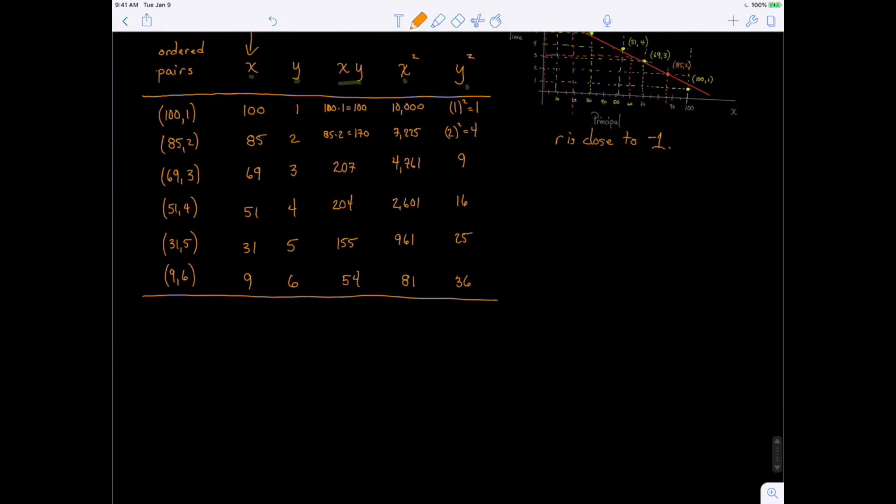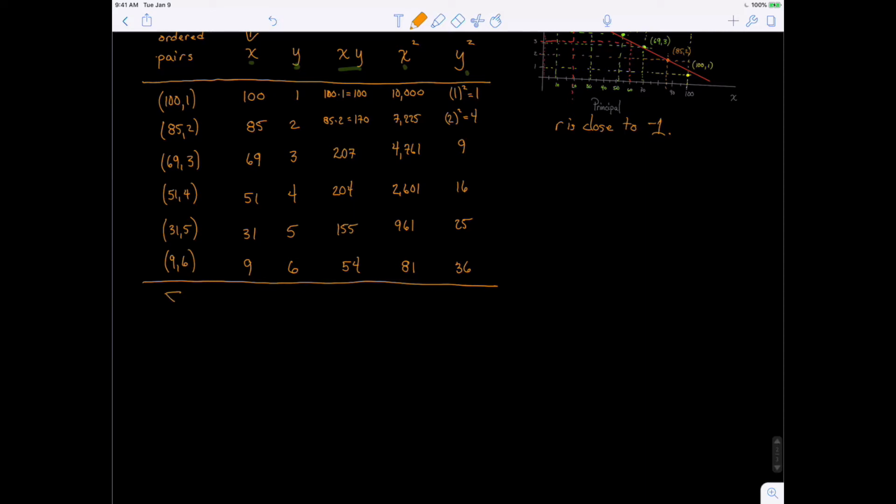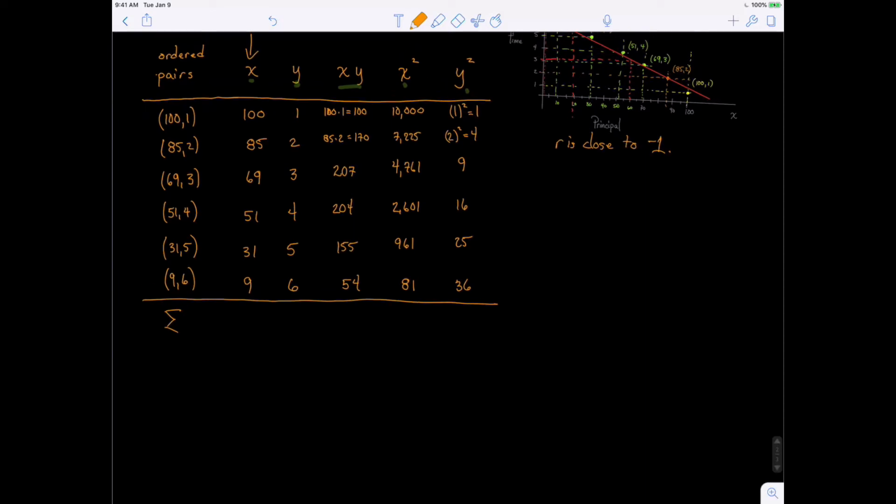So what we do is we make one last row in our table where we just take the sums. If we add up all of the x's, we come up with 345. If we add all the y's, we get 21. If we add up all the xy's, we come up with 890. If we add up the x squareds, we get 25,629. And if we add all the y squareds, we come up with 91. And now we have what we need.